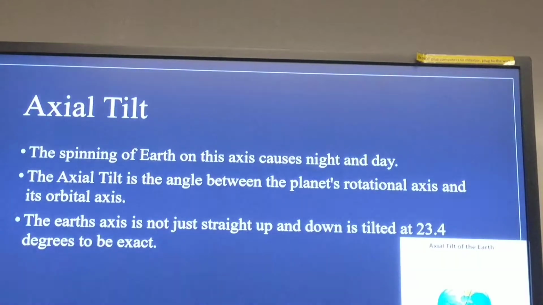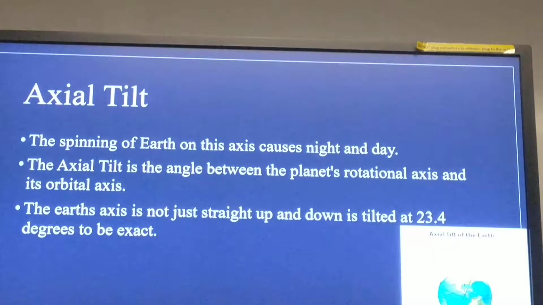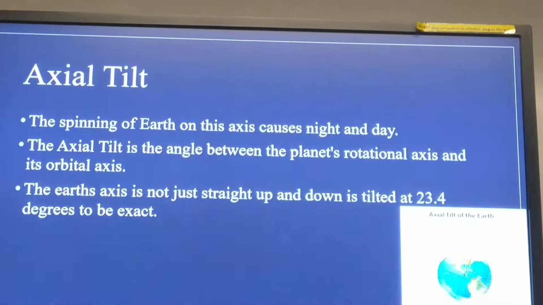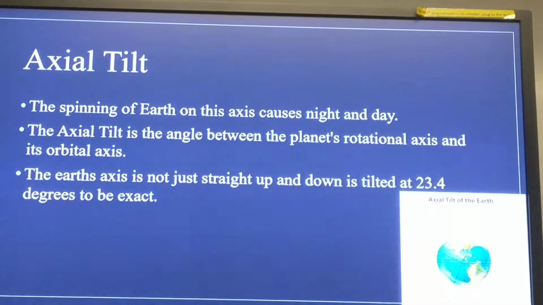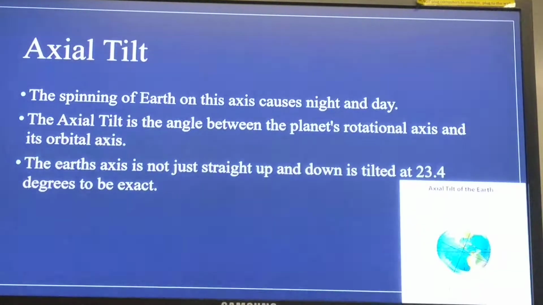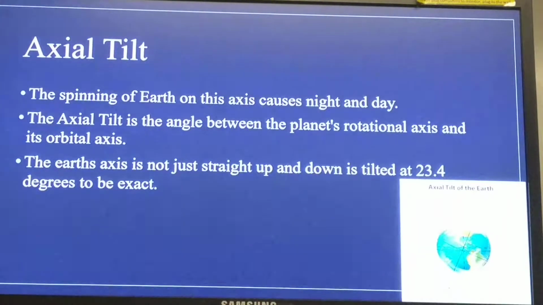The axial tilt. The spinning of Earth on its axis causes day and night. The axial tilt is the angle between the planet's rotational axis and its orbital axis. The Earth's axis is not just straight up and down, it is tilted at 23.4 degrees to be exact.